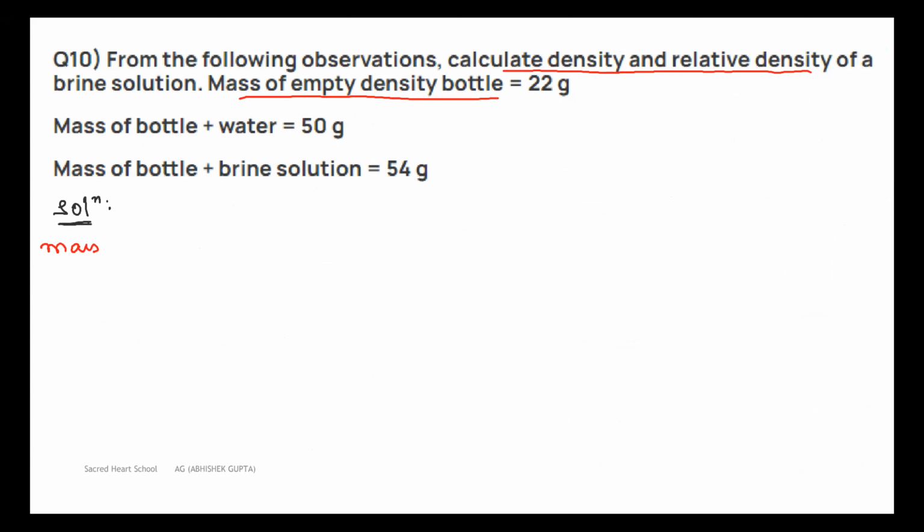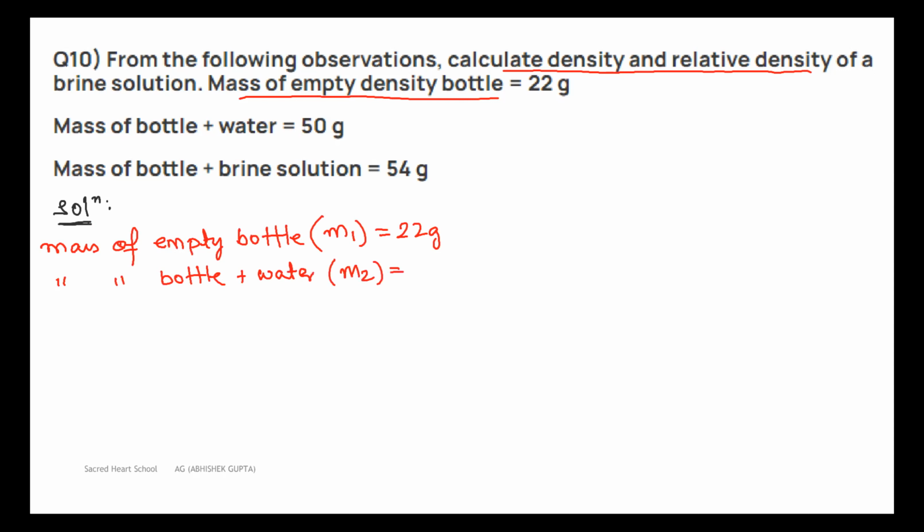Mass of empty bottle is given. Please write along with me. Mass of empty bottle, we represent by M1. Is how much? 22 gram. Mass of bottle plus water, we denote this by M2. How much? 50 gram. These are all given information. Mass of bottle plus brine solution is M3. How much? 54 gram. Correct? Perfect.